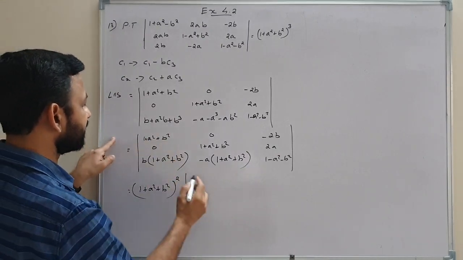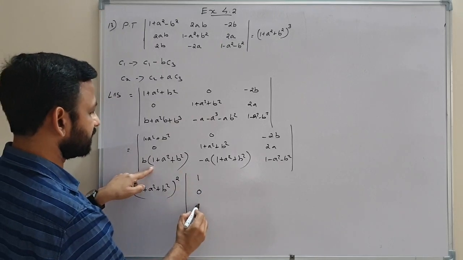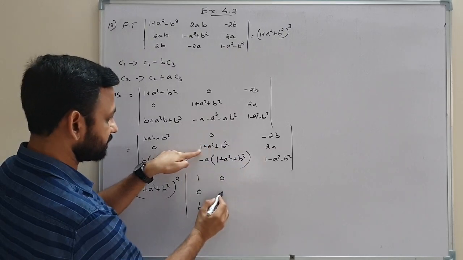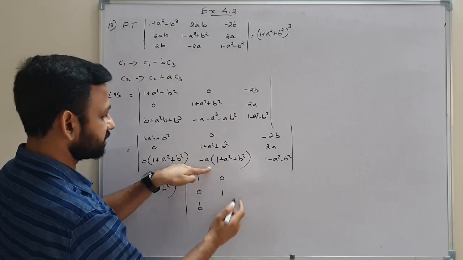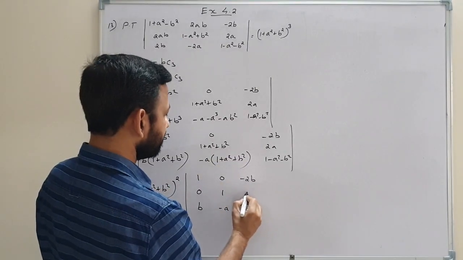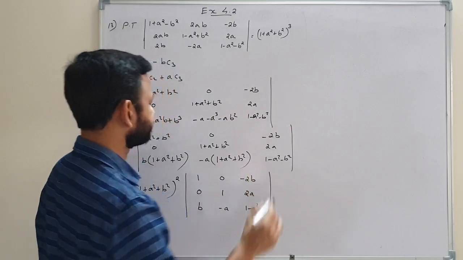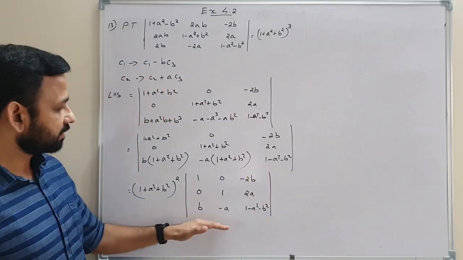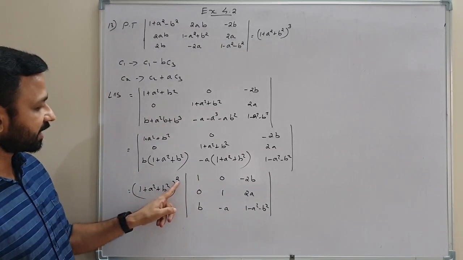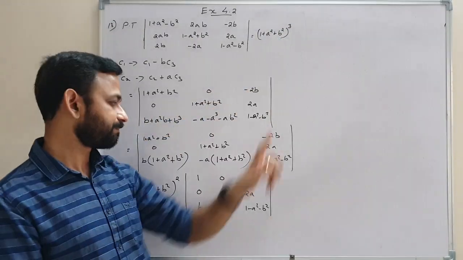Then here we have taken it outside, 1, and here it is 0. We have taken it outside, so b, 0, and here outside, so 1, and here outside minus a, and it will be the same, minus 2b, 2a, 1 minus a square minus b square. Now we got another determinant, and here we have 1 plus a square plus b square raised to the power 2. Here we need 1 plus a square plus b square raised to the power 3.